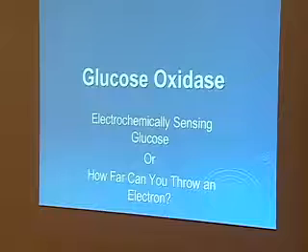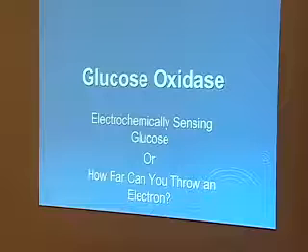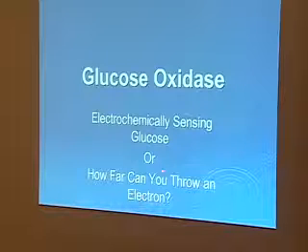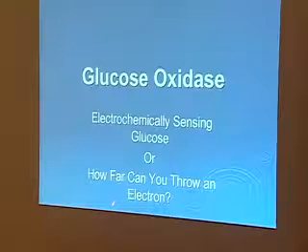Just about every electrochemist at some point looks at glucose oxidation via glucose oxidase. It's sort of a requirement if you want to be an electrochemist. You have to do this. And so there's a nice protein study. And so I thought I'd show you what we can do there. And actually, the question, we really weren't trying to make a sensor, although we did. Not a bad one either. But the question we were asking really is, how far can you throw an electron?